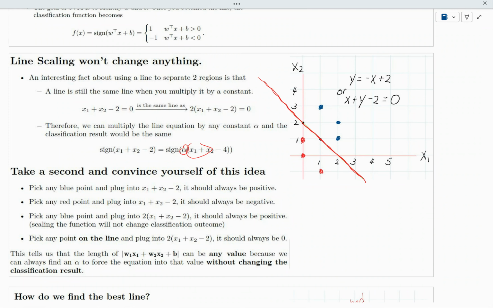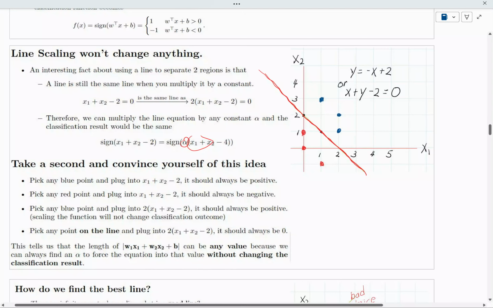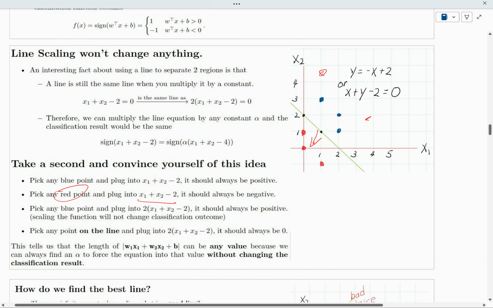At this point, this is an important concept you need to understand. Therefore, I think it would make sense for you to pause and think about what we just talked about. What you want to do is pick any blue point, these blue points, and plug it into the equation. This equation here is the equation of the green line, the separator. If you pick any blue point, or anywhere above the line, and plug it in here, you're going to get a positive value. So you want to pause and check that that is true. And then if you plug any red point into the equation, it's below, you should get a negative value.